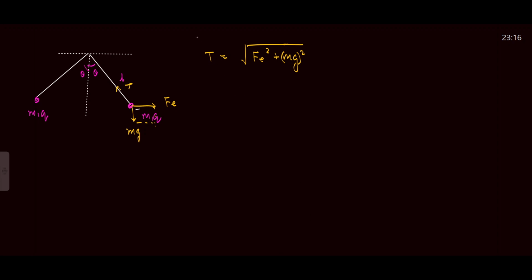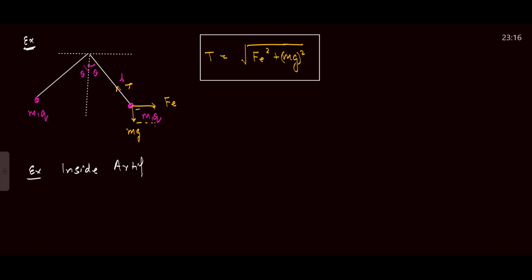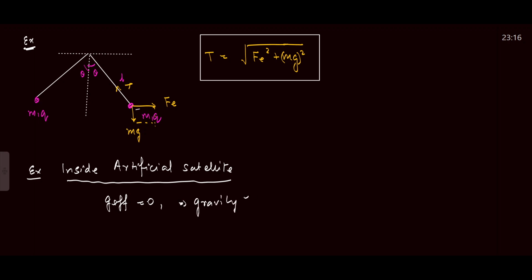Now I'm telling you one more concept here. Please understand. Suppose they ask this question, take this whole system inside an artificial satellite. If you say this is an artificial satellite, it means g effective is equal to 0. If g effective is equal to 0, or we can say in a gravity free space you take it, then also g effective would be 0.